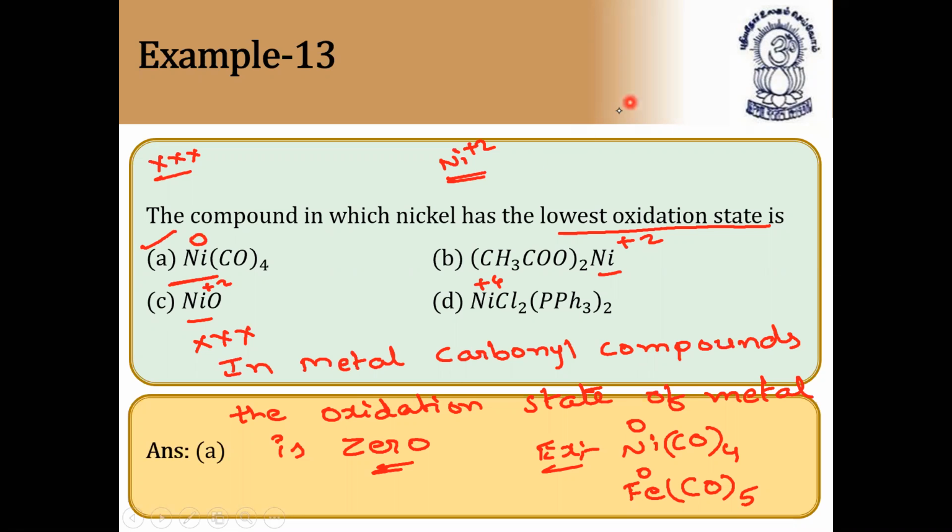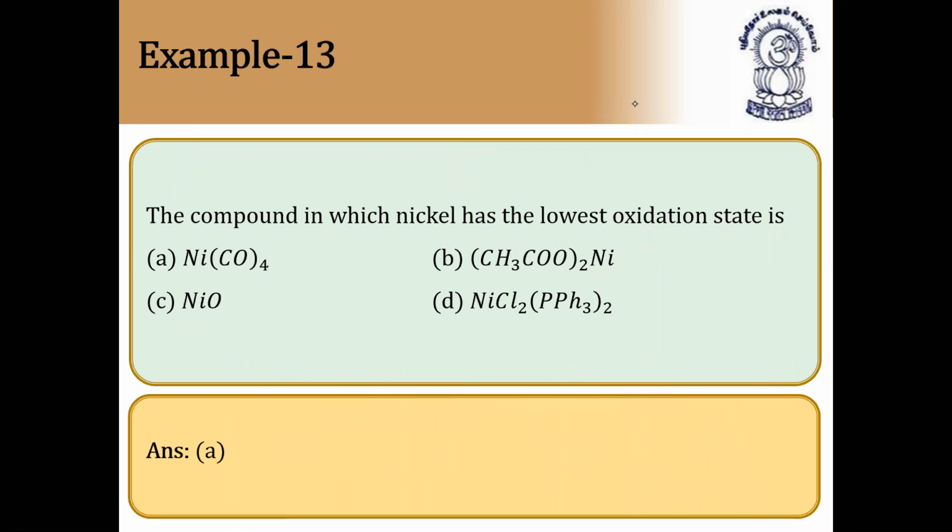Next question. So please note down this question. And in metal carbonyl compounds, what is the explanation for this question? In metal carbonyl compounds, the oxidation state of metal is always 0. Next question.